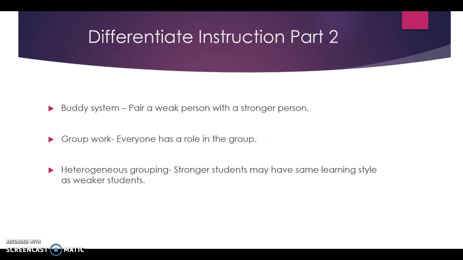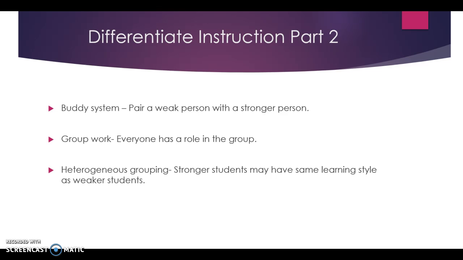Differentiating instruction, part 2. There are several ways you can group students, as I said in the previous slide. You can always try the buddy system. You can pair a weak person with a stronger person. Sometimes this works and sometimes it doesn't, as the weak person may be totally reliant on the strong person. But there are times when the strong person knows his or her role and they sort of act like maybe a tutor or someone that can motivate the weak student to learn once again at a rate that they're comfortable with, but also motivate them to push themselves.